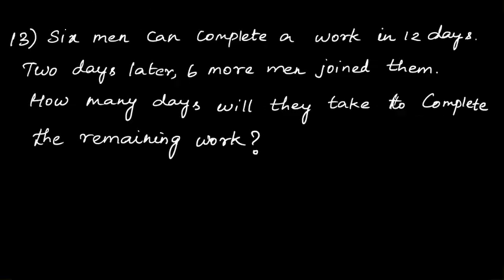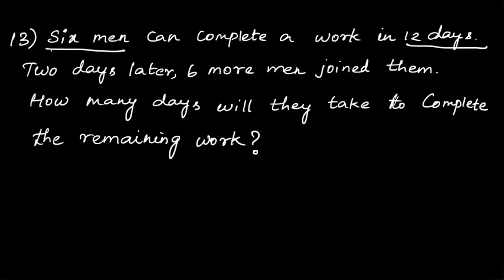13th question. 6 men can complete a work in 12 days. 2 days later, 6 more men joined them. How many days will they take to complete the remaining work? Given that 6 men can complete the work in 12 days. So 2 days later, so now the number of days is not 12, now it's 10 days. 6 more men joined them, which means now 6 plus 6, 12 men are there.